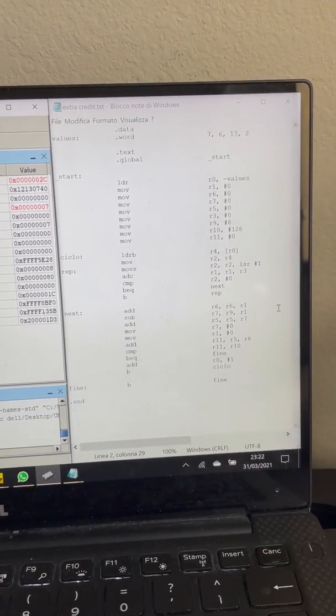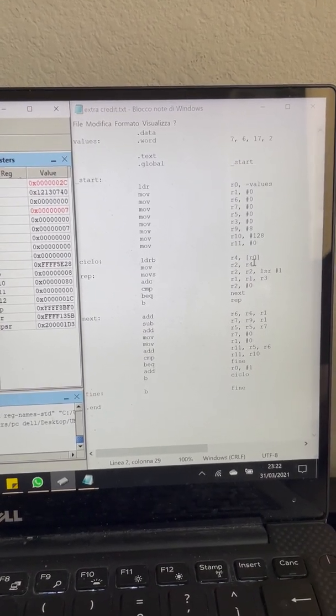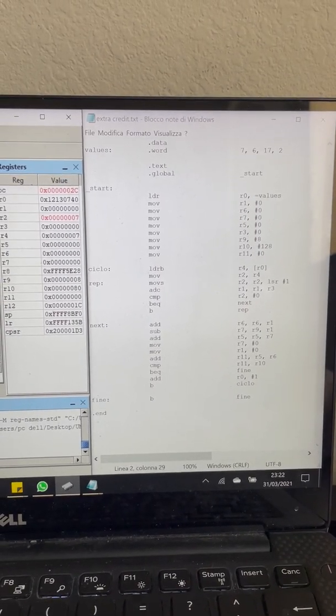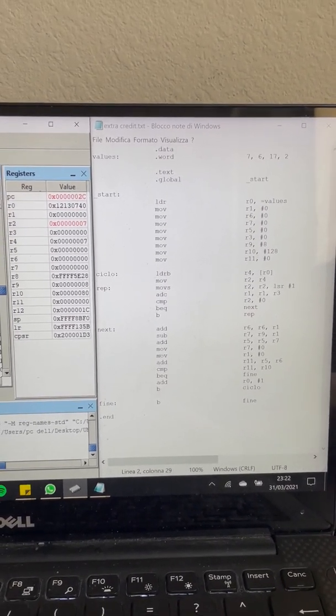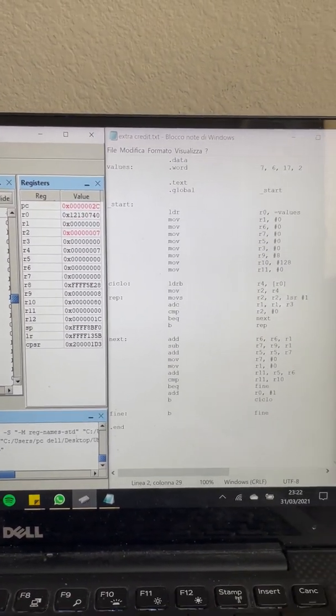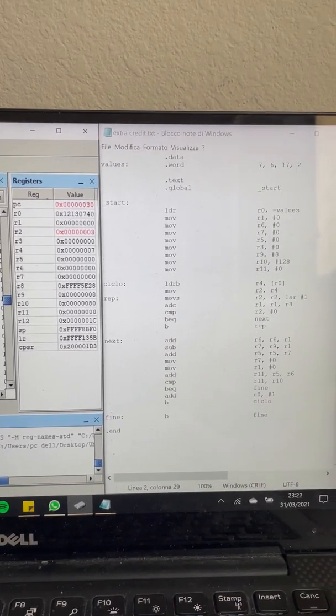Oh yeah, sorry, I forgot this instruction. This first instruction will copy R4 into R2, so that we deal only with R2. And now this will divide R2, which is 7, by 2, because R2 is storing 7. Okay, 3.